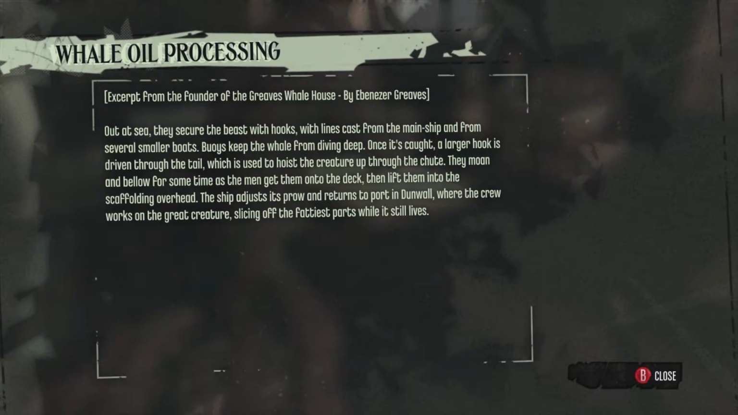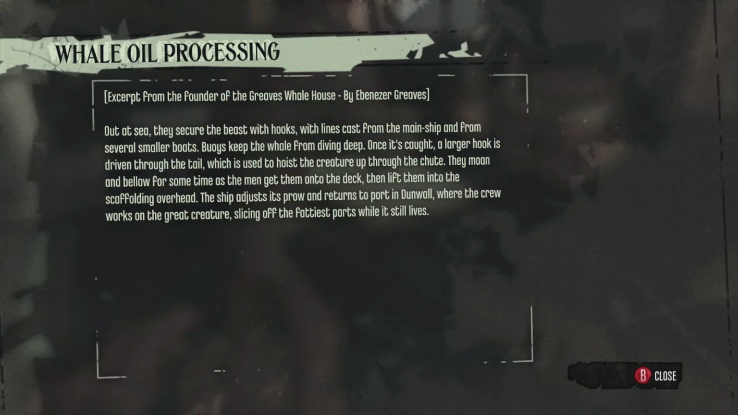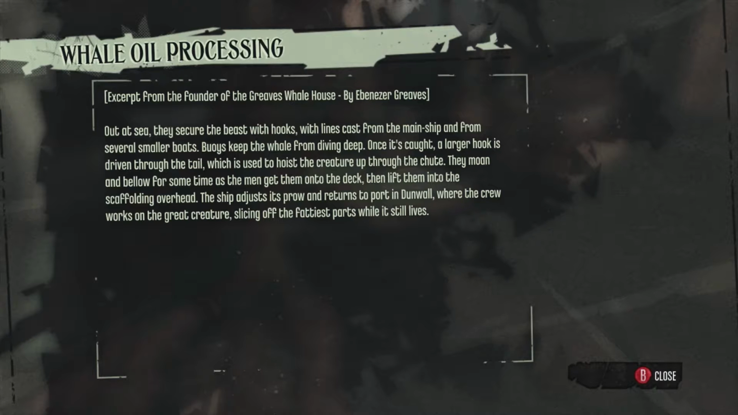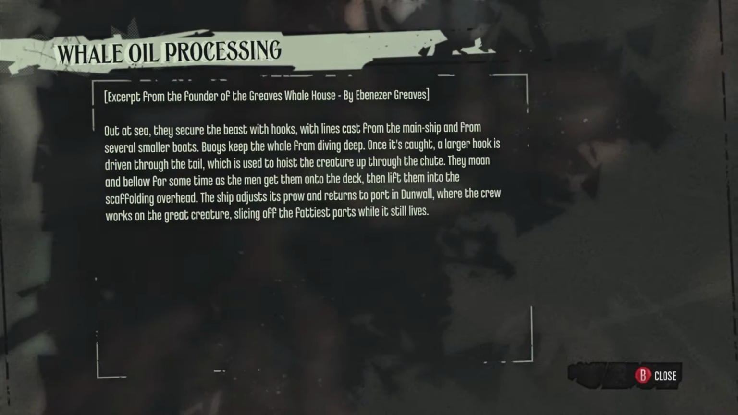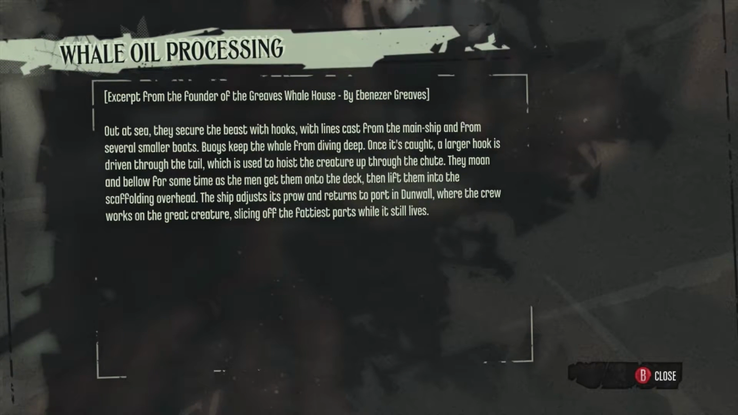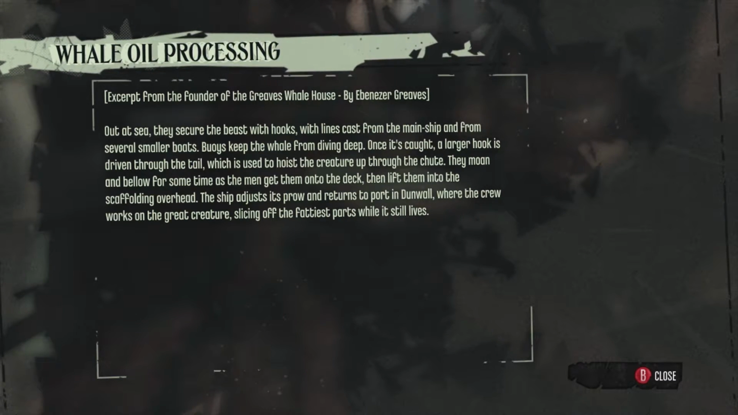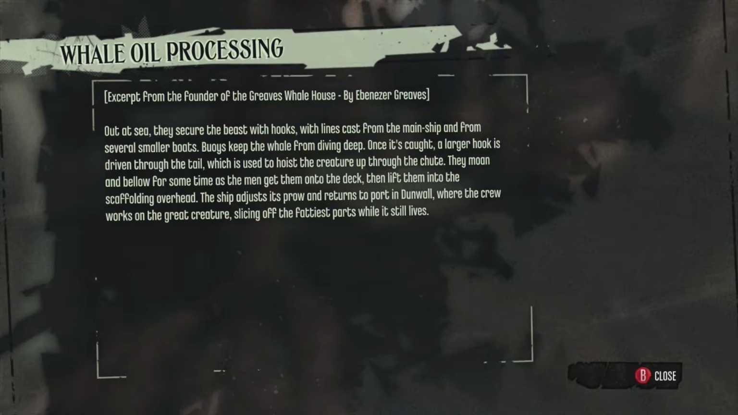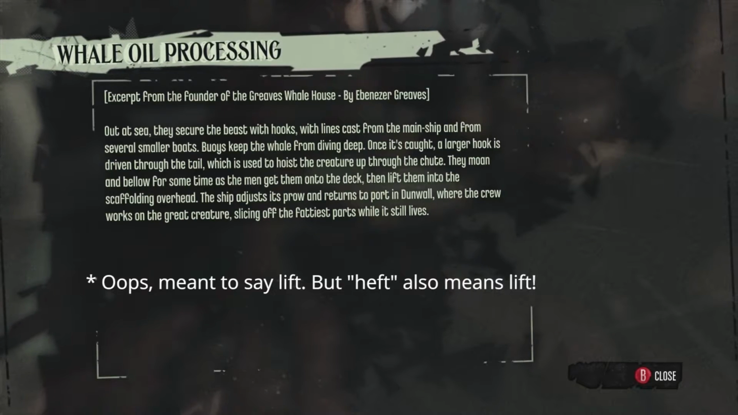Excerpt from the founder of the Greaves Whale House by Ebenezer Greaves. Out at sea, they secure the beast with hooks, with lines cast from the main ship and from several smaller boats. Buoys keep the whale from diving deep. Once it's caught, a larger hook is driven through the tail, which is used to hoist the creature up through the chute. They moan and bellow for some time as the men get them onto the deck, then heft them into the scaffolding overhead.